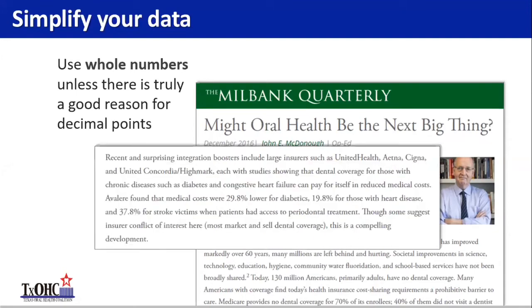practice. And you'll see here, this was an excellent article, a blog that was written about the importance of oral health and how it's becoming more of an issue and health systems are looking at it. But look at the statistics that the writer shared. Medical costs were 29.8% lower for diabetics and 19.8%. All of these numbers could easily have been rounded up to 30, to 20, to 38.